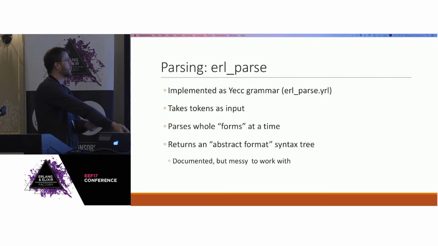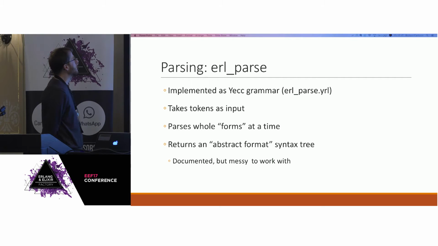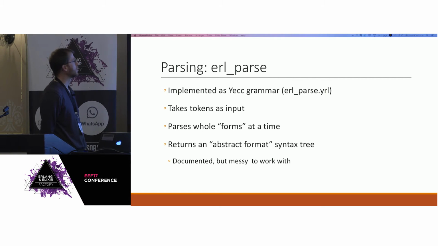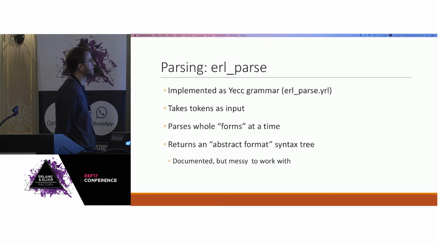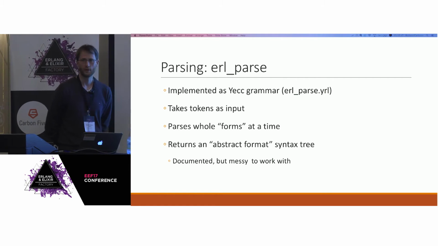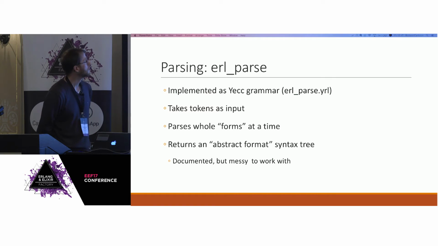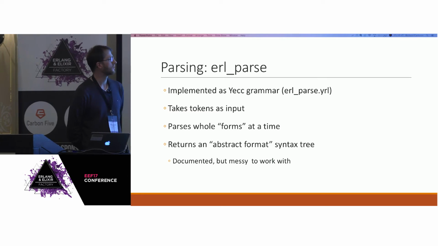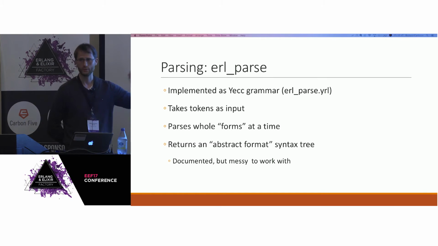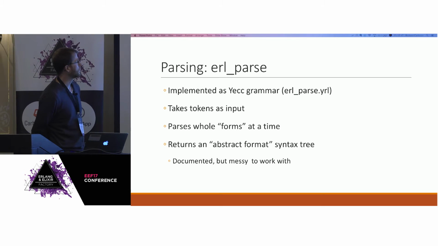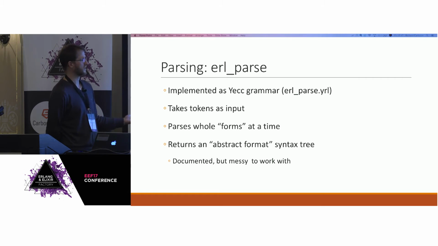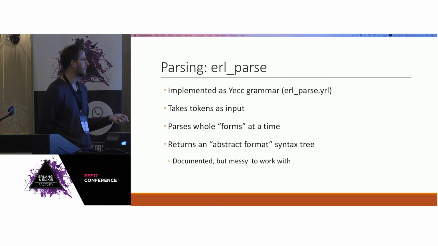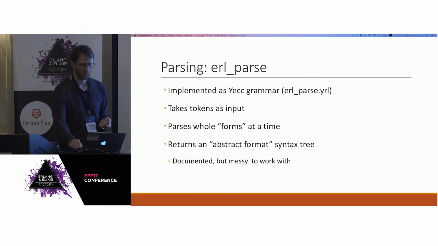The next step is the parser, erl_parse, and that's not handwritten. I think in the olden days it actually was, but since a long time back it's been implemented as a Yecc grammar, and Yecc is of course the Erlang implementation of the Yacc parser generator. So that is called erl_parse.yrl if you want to dig into it and see what it's doing. It takes these tokens as input, parses whole forms at a time, and then returns a syntax tree which is known as the abstract format. This stuff is documented, but it's fairly messy to work with.